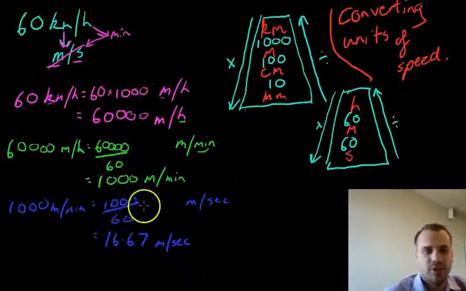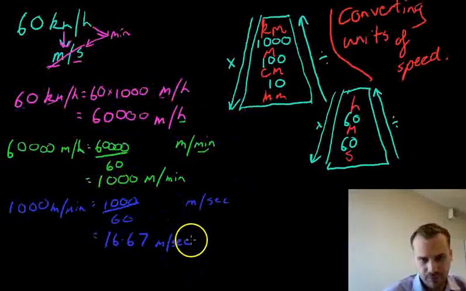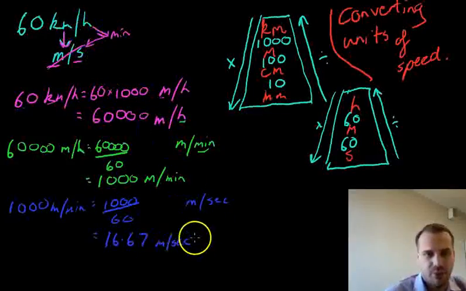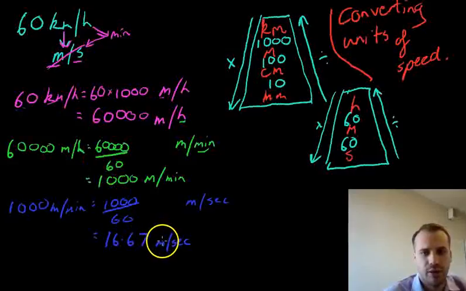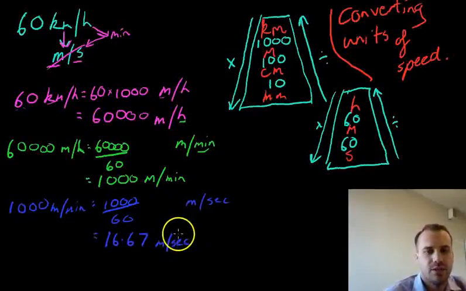Now, I'm not going to do an example, but what you could also do is do everything in reverse and convert meters per second into kilometers per hour. The same rules apply here. You would convert meters into kilometers, go upwards, and then you would convert seconds into minutes and then minutes into hours, using the reverse of everything we've done here.